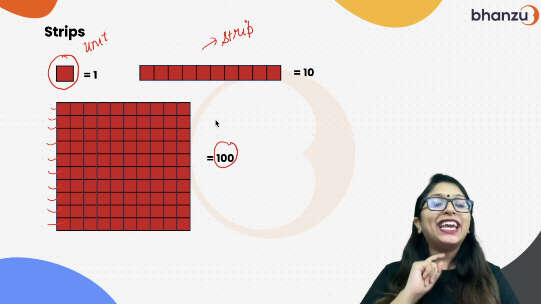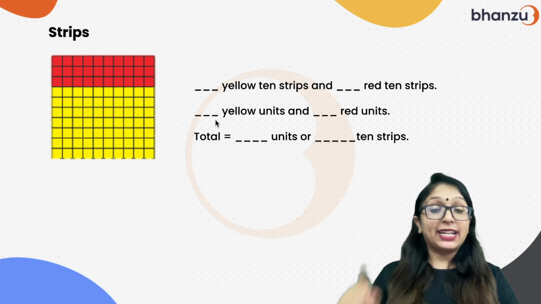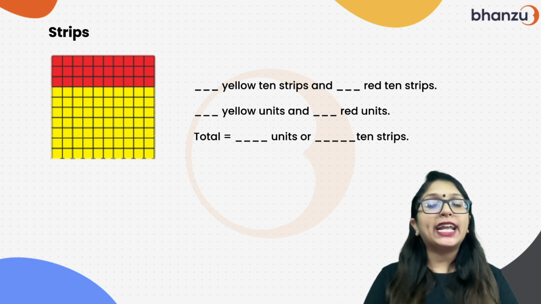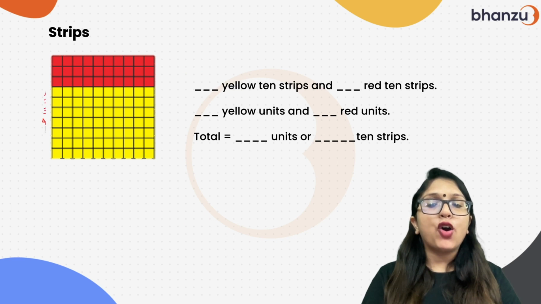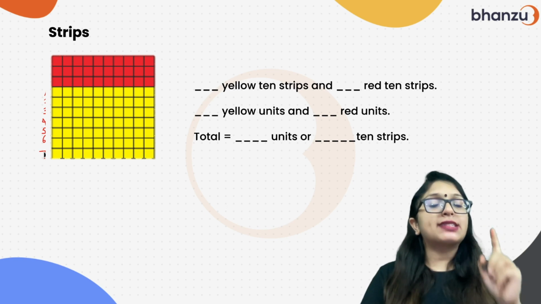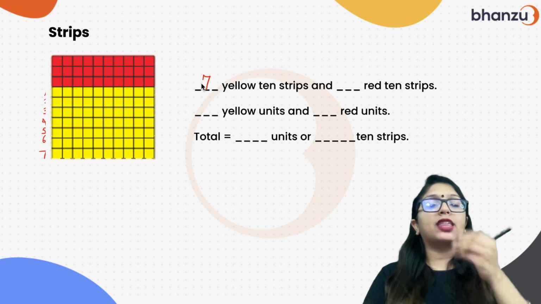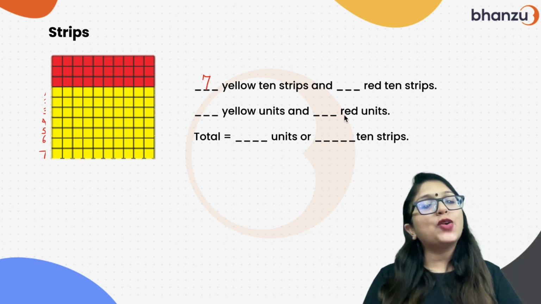This was so easy. Now let's do a question on it. The question is, how many yellow 10 strips are there? We can quickly tell it. Now this is the first strip, right? Second, third, fourth, fifth, sixth, seventh. So I have 7 yellow 10 strips. How many red 10 strips are there? Easy peasy lemon squeezy, 3 only.